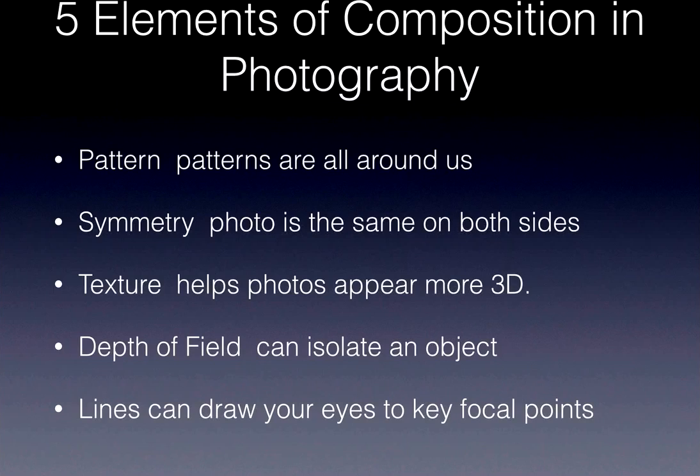Texture, we've all seen different textures, and this will help your photographs appear more three-dimensional if you can include some different types of textures in your photographs. Depth of field, this is one of the biggest things in photography that people want. They want that very, very shallow depth of field when they're taking those macro and close-up shots.